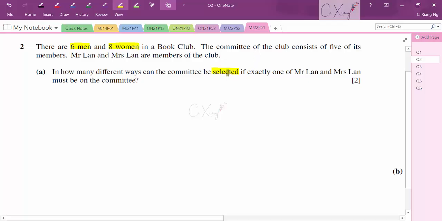Okay, so selected, if exactly one of Mr. Lan or Mrs. Lan must be in the committee. So you have to think in that way. I have 5 members in the committee, right? So we have 5 members in the committee. Okay, so the first case is maybe Mr. Lan is in the committee. The second case is Mrs. Lan will be in the committee, right?